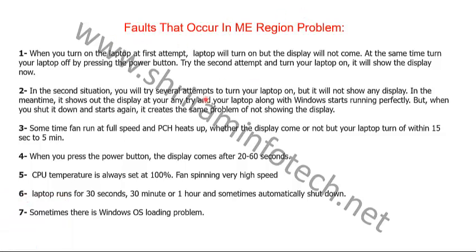These are the 7 major problems if the ME BIOS gets corrupt. First, when we press the power button the first time, it won't give the display. We switch off and on again, and on one of the attempts the display will come. That is one symptom that the ME BIOS is corrupt. The second is we try several times and at one of the times the display comes.